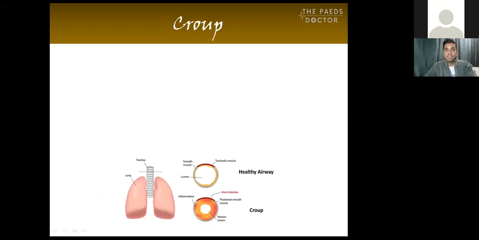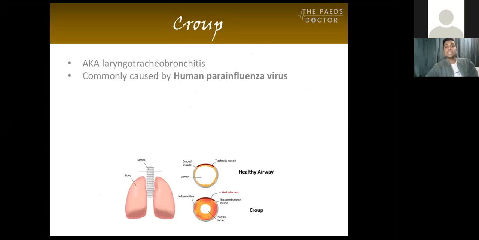So what is croup? Croup is also known as laryngotracheobronchitis. As it says on the tin, it is inflammation of the larynx, the trachea, and the bronchi. You have swelling of the thickened smooth muscle and a narrow lumen, and that leads to this classic barking cough in children. It's commonly caused by human parainfluenza virus, so this is another thing caused by a viral infection. It presents with the classic barking cough, and in exams you'll see things like seal bark.